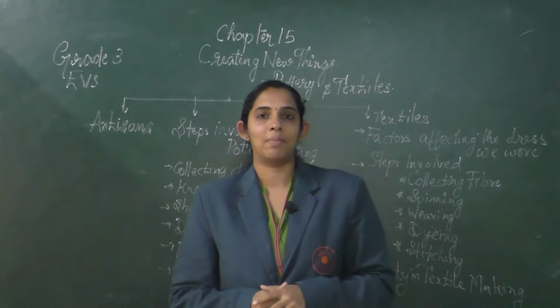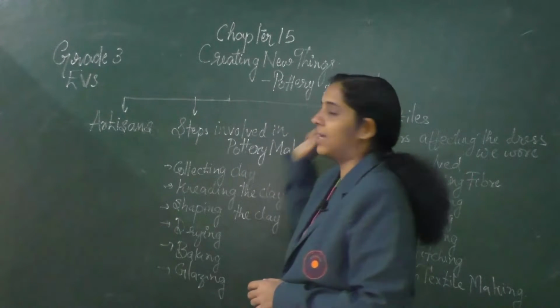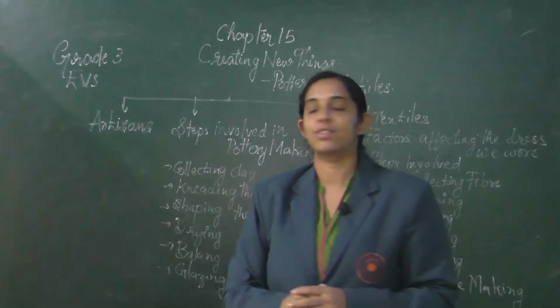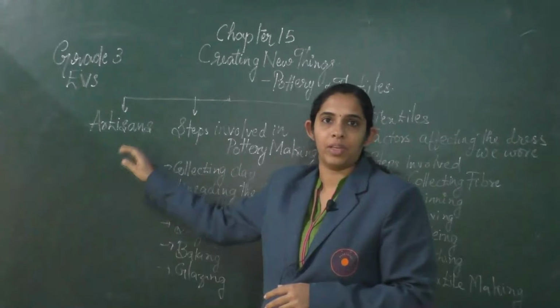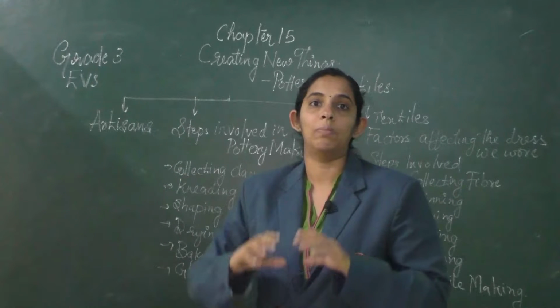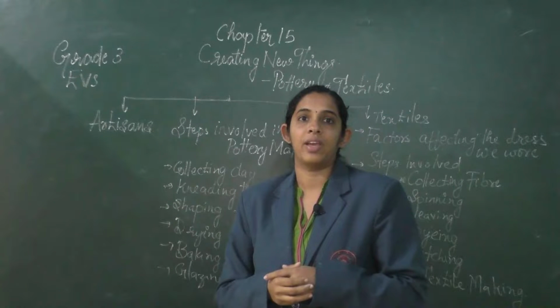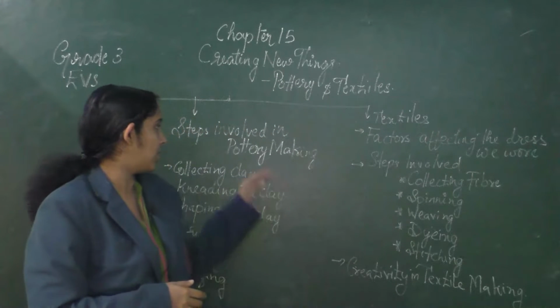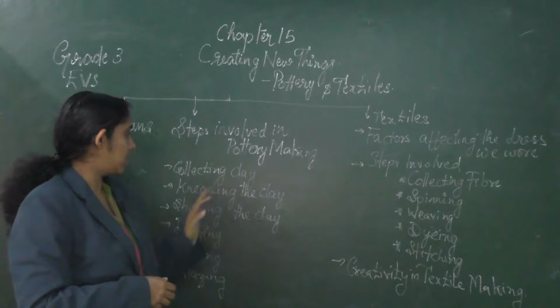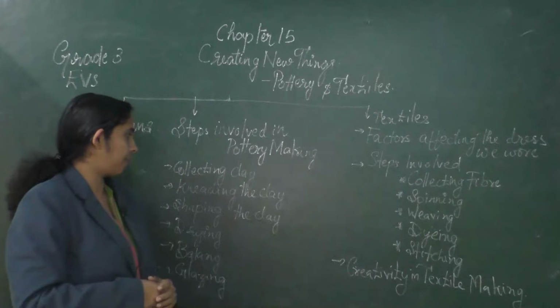Let us discuss the mind map of the chapter. Chapter 15, Creating New Things, Pottery and Textiles. In the first section of the chapter, we have discussed who artisans are. They are craftsmen who make things with their hands, not with the help of any machines. And next we have discussed the different steps involved in pottery making. They are collecting the clay, kneading the clay, shaping, drying, baking and glazing.